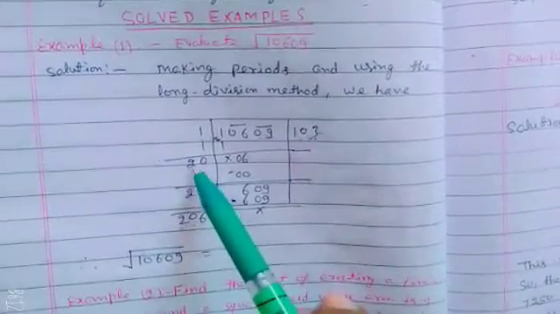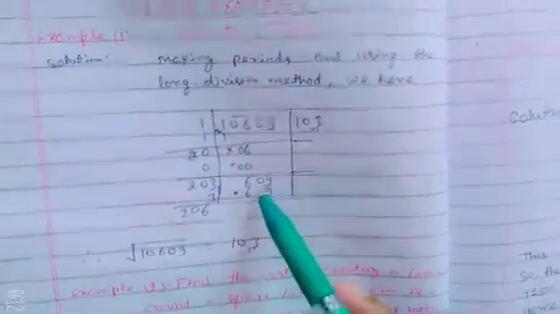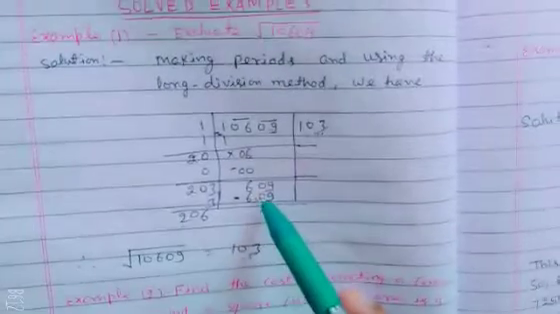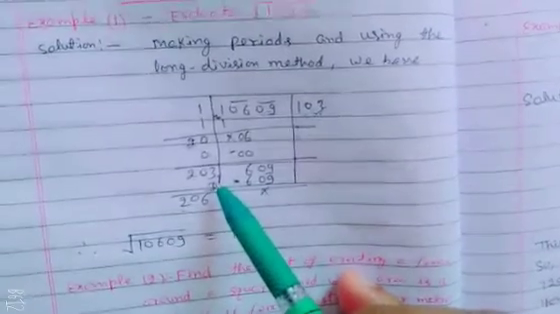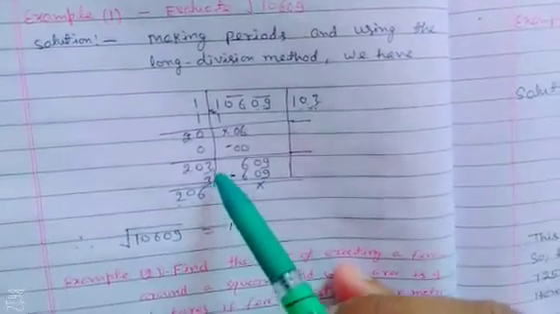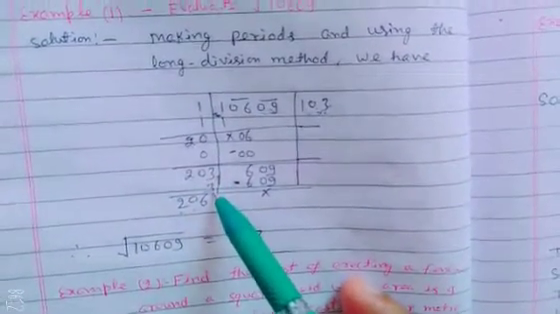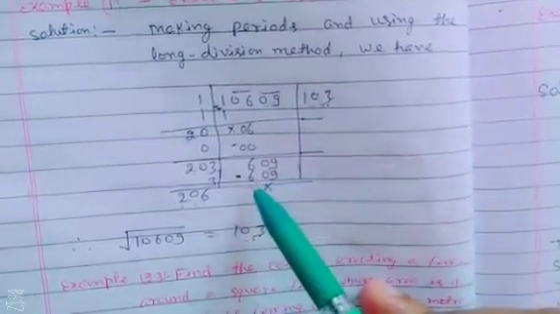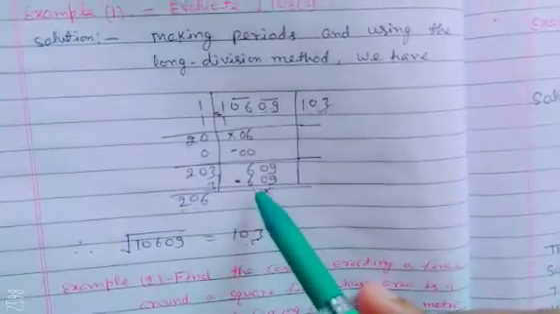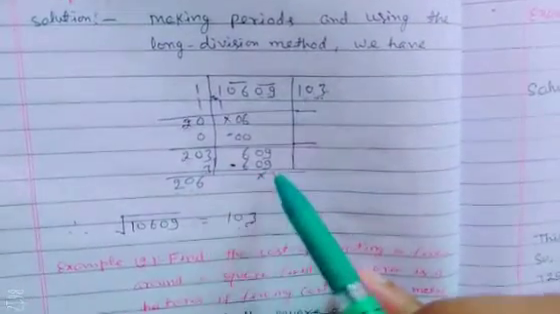Now 6 minus 0 is 6, and bring down the next period here. The new dividend formed is 609. Again, select a new digit such that the number formed here and the product of the new digit is either equal to 609 or less than 609. We see here the product of 203 and 3 is 609.